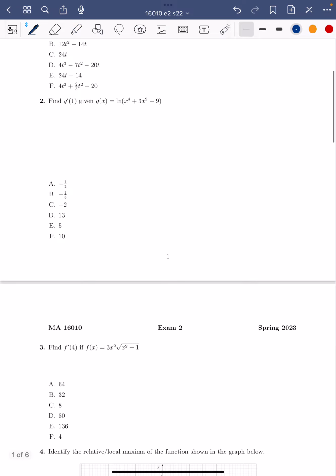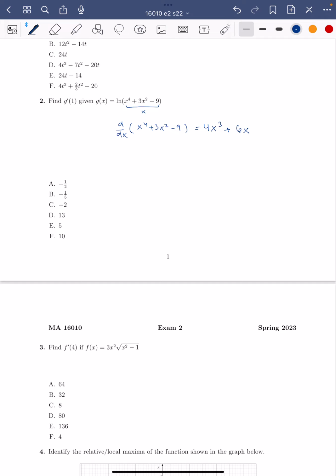Number 2. Find g prime of 1 given g of x equals natural log of x to the fourth plus 3x squared minus 9. For this one, we need to use chain rule. If there's anything other than x inside of the ln function, we need to use chain rule, as there's a function inside of another function. Let's start by finding the derivative of the inside, x to the fourth plus 3x squared minus 9. The derivative of x to the fourth is 4x cubed plus the derivative of 3x squared is 6x, and the derivative of a constant is 0.